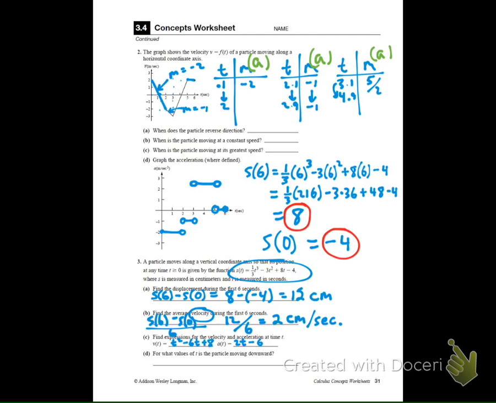So for part D, we're trying to figure out what the values of t are in which the particle is moving downward. Okay. Well, we need to figure out then when the velocity is less than 0. Well, what does that mean? Well, it means when t squared minus 6t, sorry, plus 8 is less than 0.